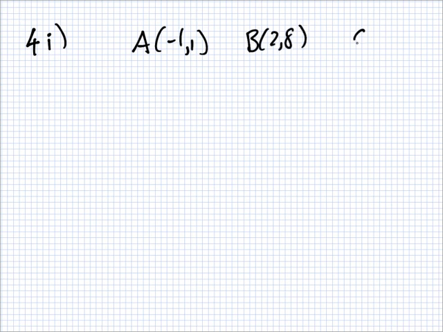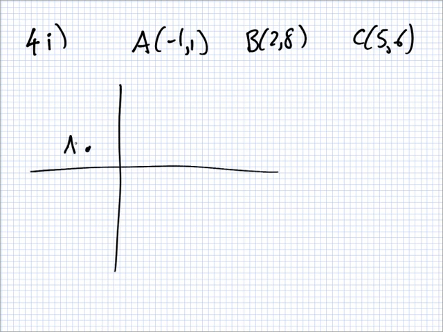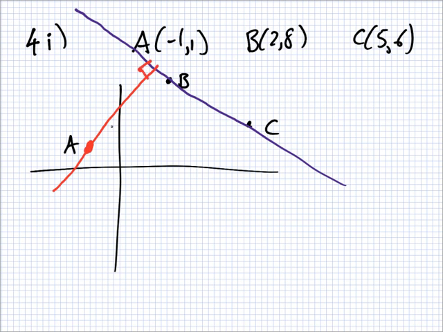Okay, for 4, we have A, B, and C. Let's roughly draw this. We'll put A here, B here, and C here. Okay. The line L, which contains A, is perpendicular to BC. Okay, so you have the line BC, and my line L contains A and is perpendicular. And I want this line L.